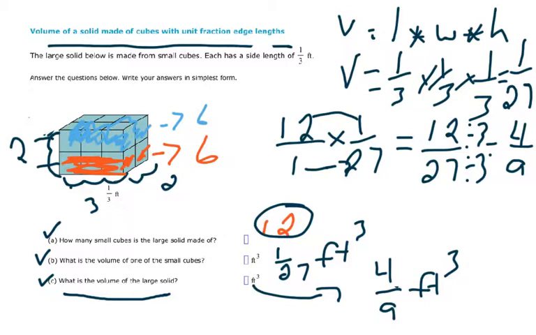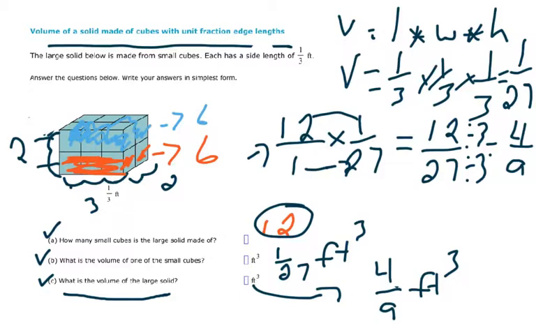All I did was multiply 12, and we made it 12 over 1 here, times 1/27th. Why did I multiply it by 1/27th? Because each of the 12 cubes is 1/27th of a cubic foot. So to find the total volume, that would be one way. So we have how many small cubes? 12. What's the volume of one? 1/27th. And what's the volume of the large solid? 4/9.